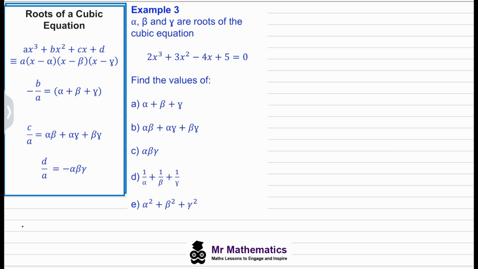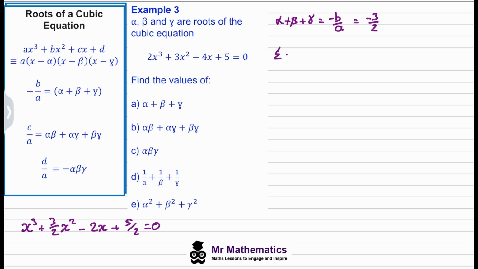So this will give us x cubed plus 3 over 2 x squared minus 4 divided by 2 x plus 5 over 2. When we divide 0 by 2, we get 0. So now we have it in this form, we can work out part A, B, and C. We know alpha plus beta plus gamma, the sum of the individual roots, is negative b over a, and that is this term here. So we need positive 3 over 2, so this will be equal to negative 3 over 2.